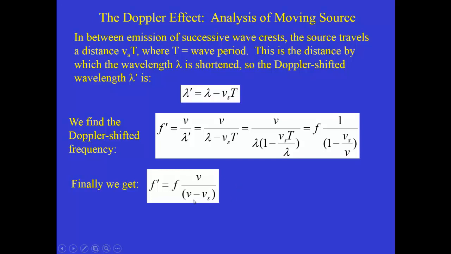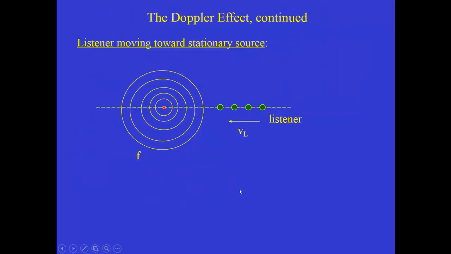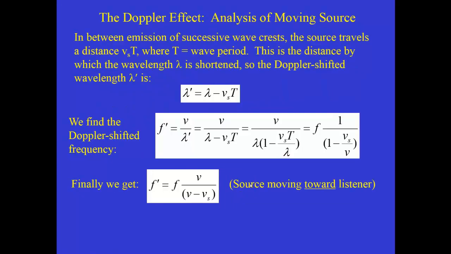And the only difference we would have if the source was moving away from the listener is that the wavelength would get larger, so the minus sign would turn into a plus sign, and the denominator would be v plus v sub s. Alright, so for that case of the source moving towards the listener, this is our master equation, and we would just put a plus or a minus sign into that term in the denominator.